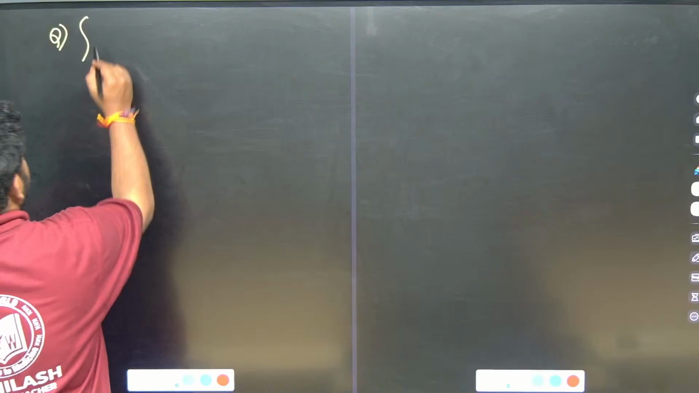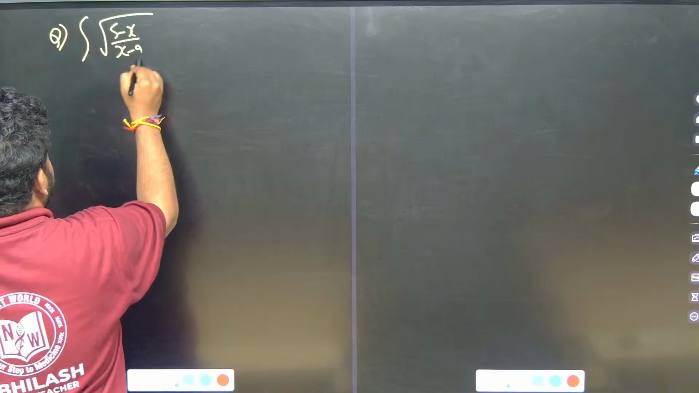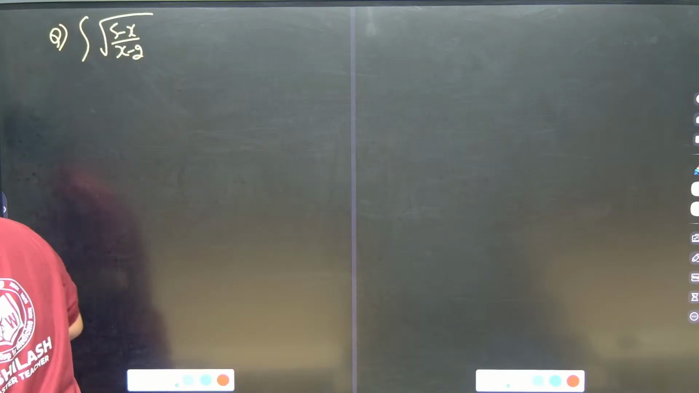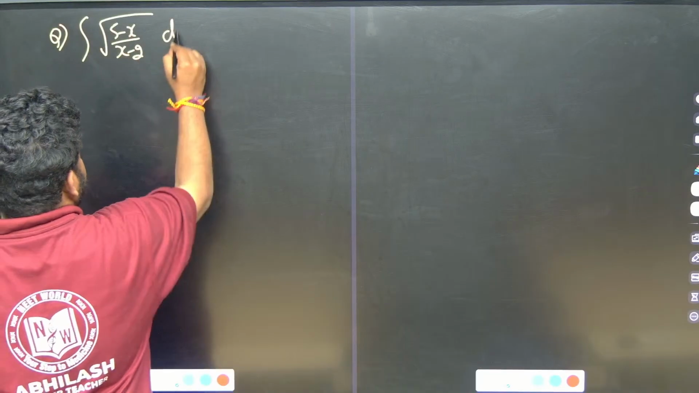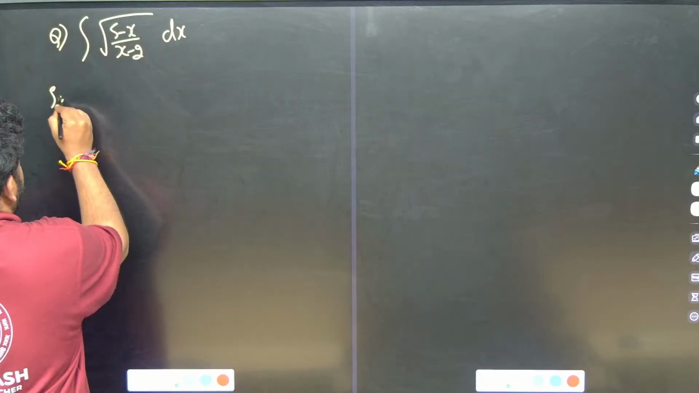So this is the question that is given: integral of square root of (5 minus x) by (x minus 2) dx. Okay, this is the question that is given. So let us take this solution.